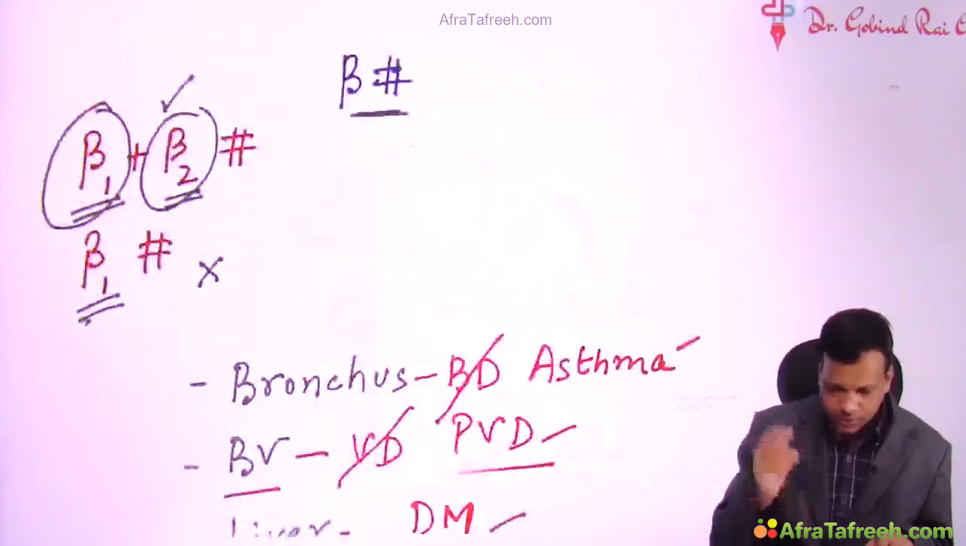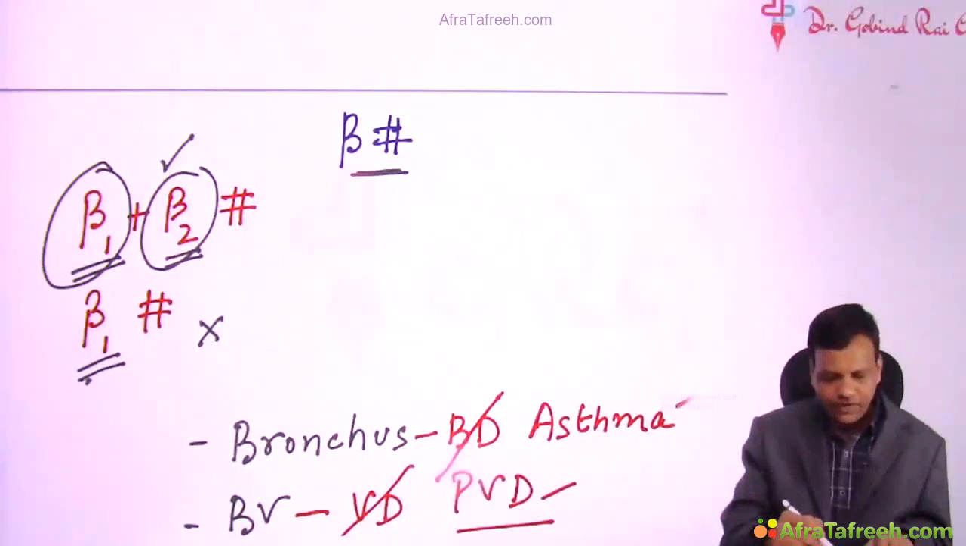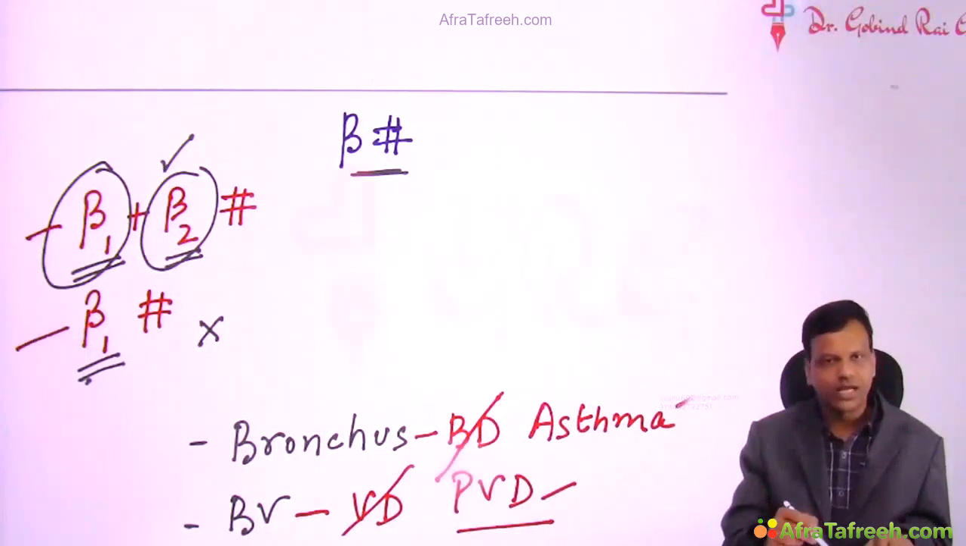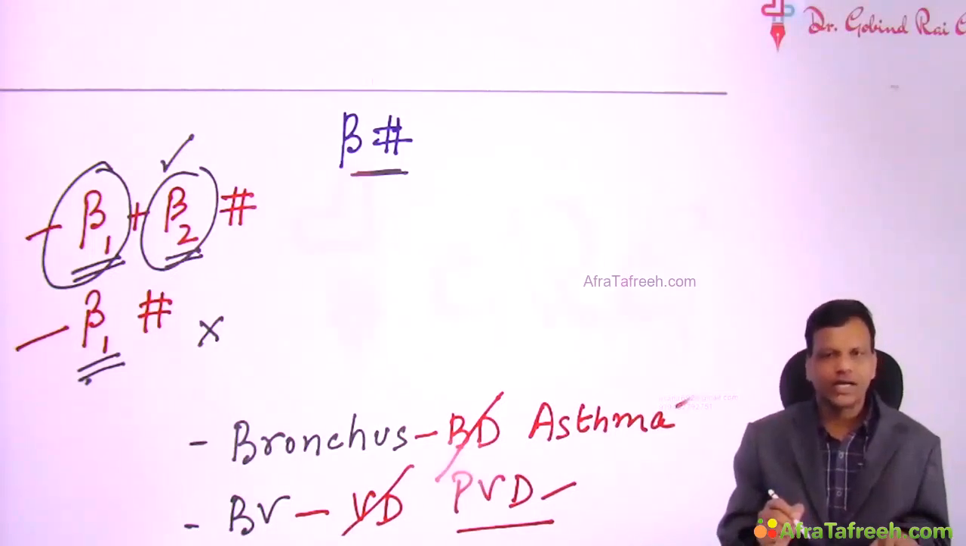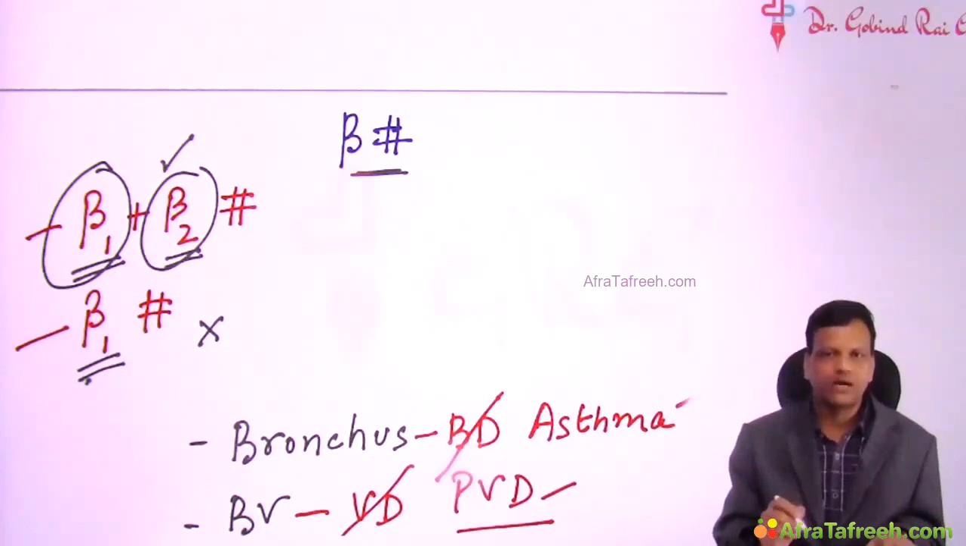So we discussed non-selective as well as selective beta 1 blockers. They can be used for cardiac disease. Non-selective beta blocker can be used for non-cardiac disease also. But non-selective beta blockers are contraindicated in asthma, diabetes and peripheral vascular disease.